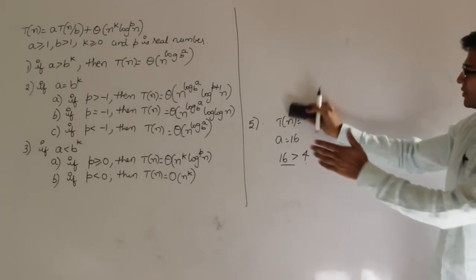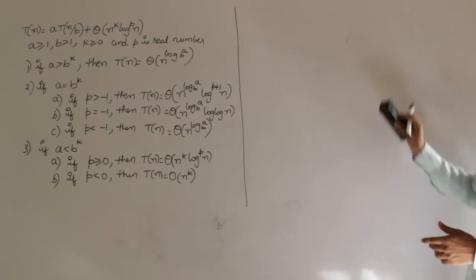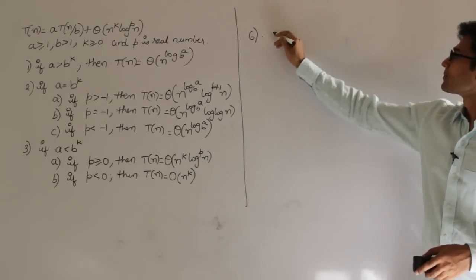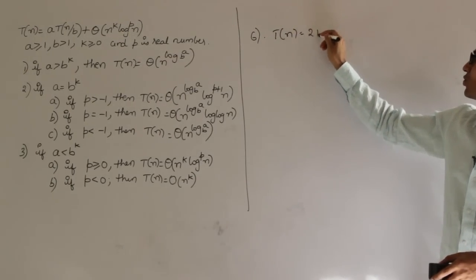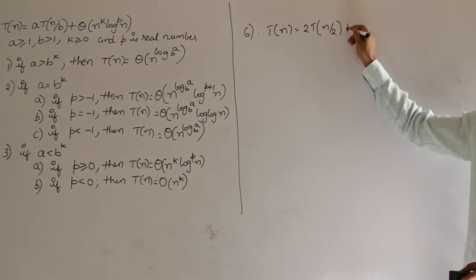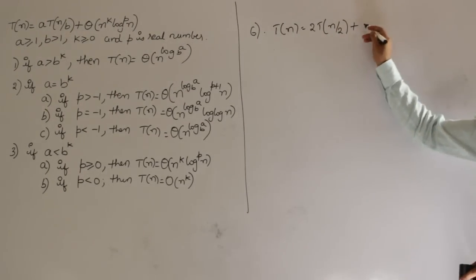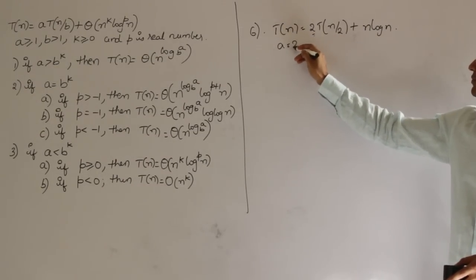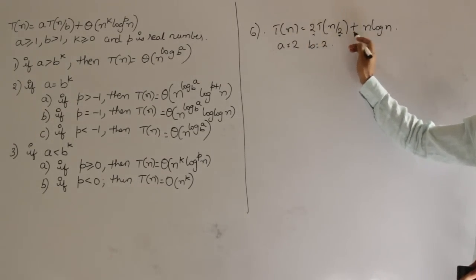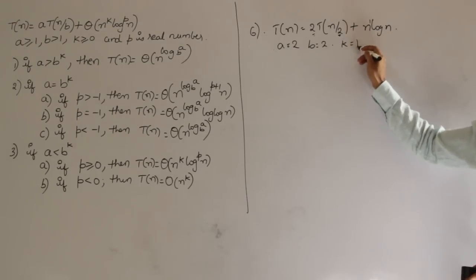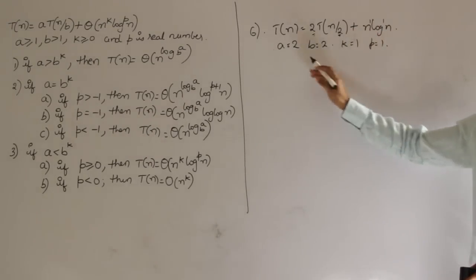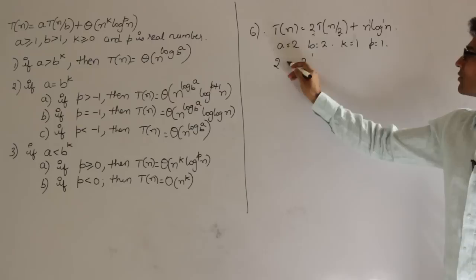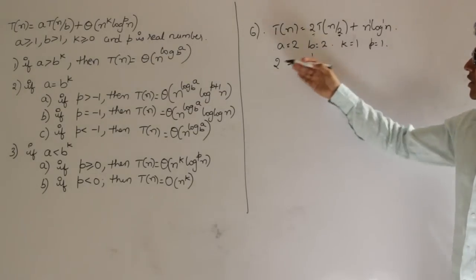The reason why I had this theorem is so you could have a look at it while I am solving. So the sixth one is this: T of n equal to 2T of n by 2 plus n log n. Here a equal to 2 and b equal to 2 and k equal to 1 and p equal to 1. Now you have to compare a and b power k. What is a? 2. What is b power k? 2 power 1. A and b power k both are equal. Therefore we have to go to the second case.